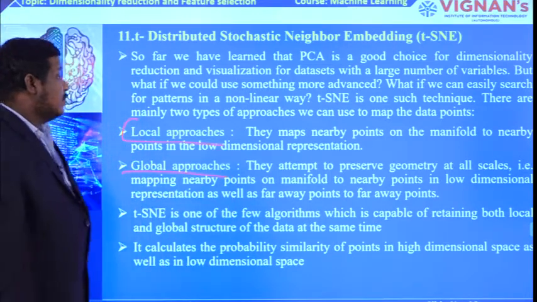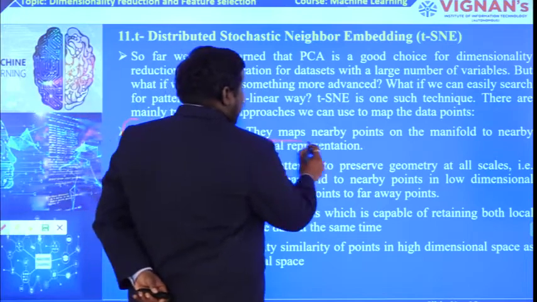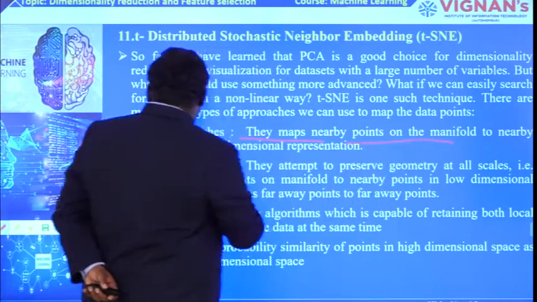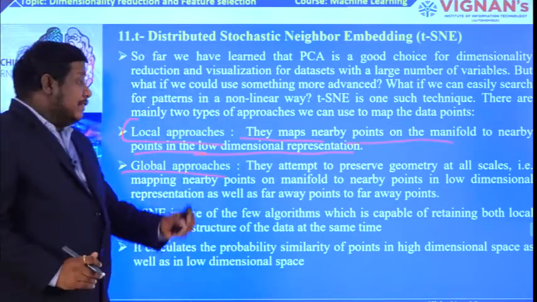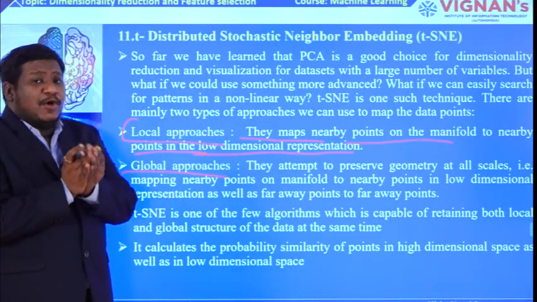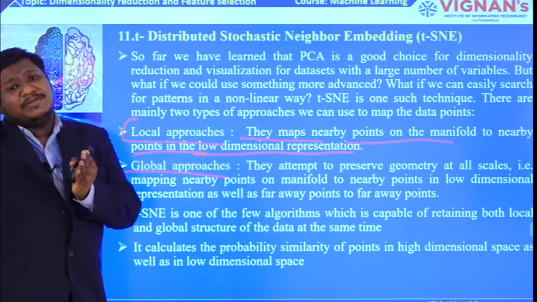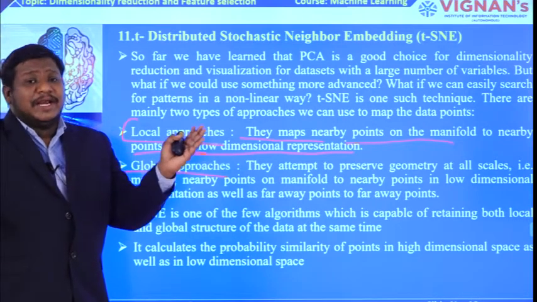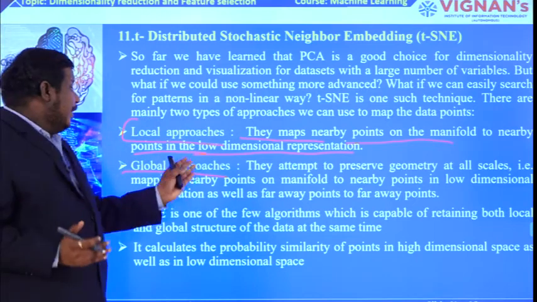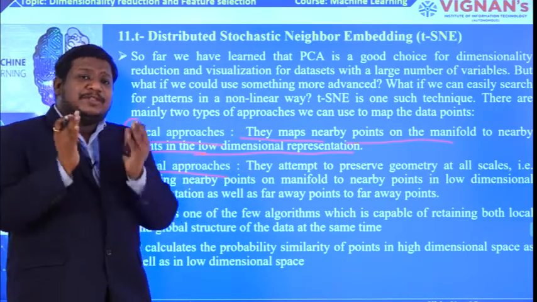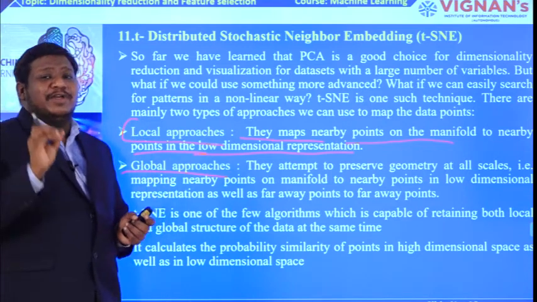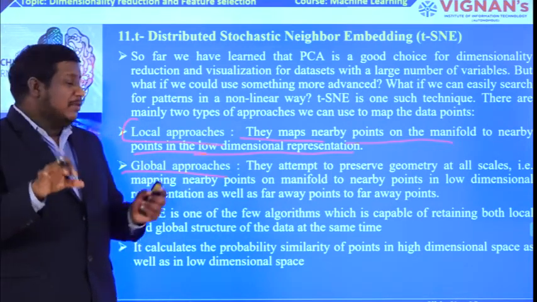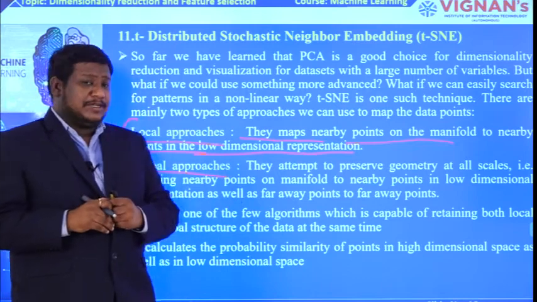What is this local approach? These maps map nearby points on the manifold to nearby points in the low dimensional representation. That means they will select some set of points, and they will identify the nearby points, and they will try to represent both points in a low dimensional representation. Low dimensional representation means, as I told already, where there is a smaller number of variables in the data set, that will give you the low dimensional representation.